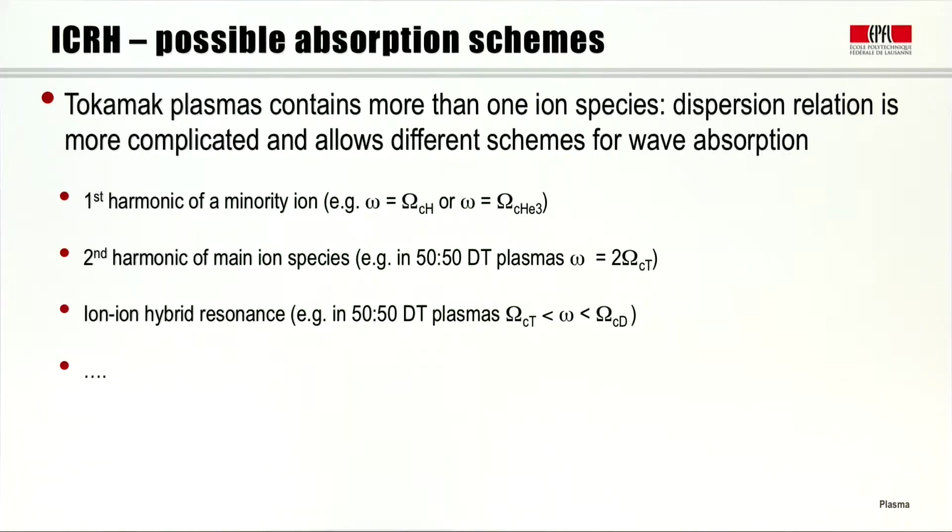For example, we can use a scheme in which we absorb the energy of the wave by a minority ion species at the first harmonic. So that means that we choose the frequency of the antenna corresponding to the cyclotron frequency of, for example, hydrogen in a deuterium plasma, or helium-3, again, for example, in a deuterium plasma.